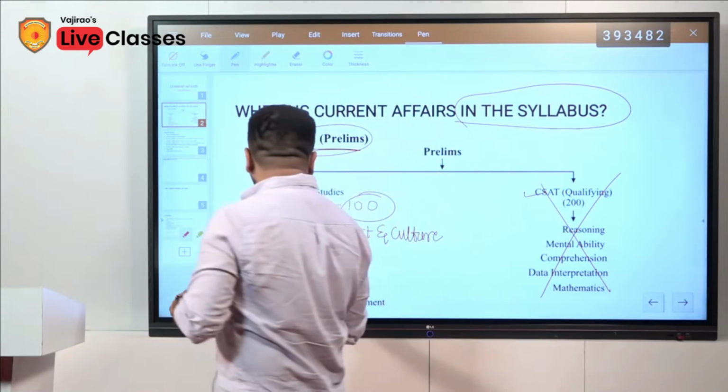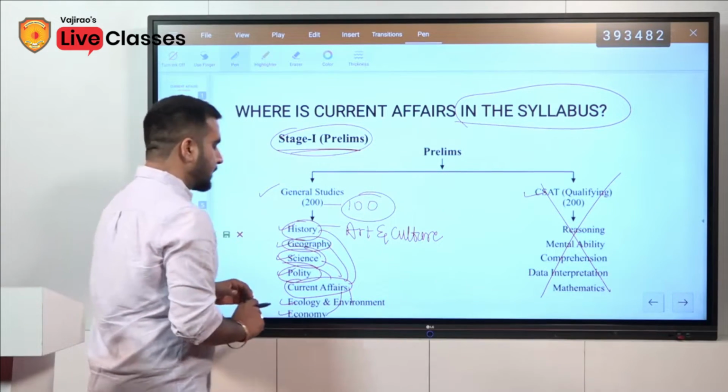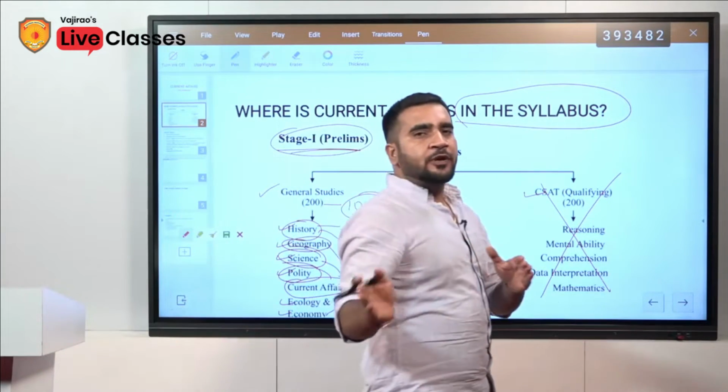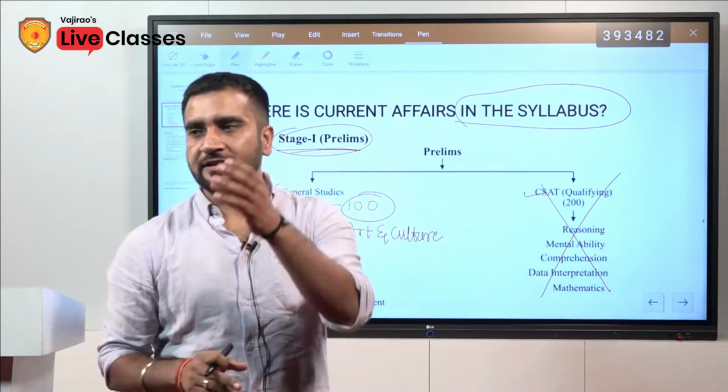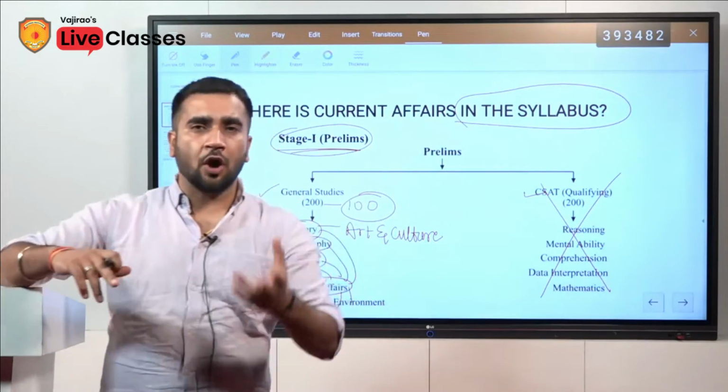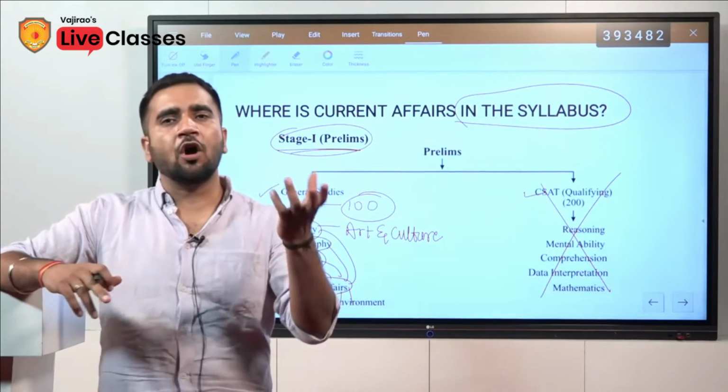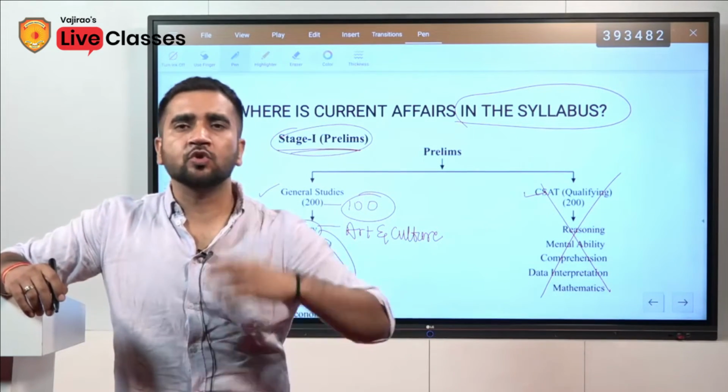The next is polity. The linkage between current affairs and polity can be established in such a way that, let's suppose the government has launched a new law, or has passed a new law, or has passed a new constitutional amendment act.